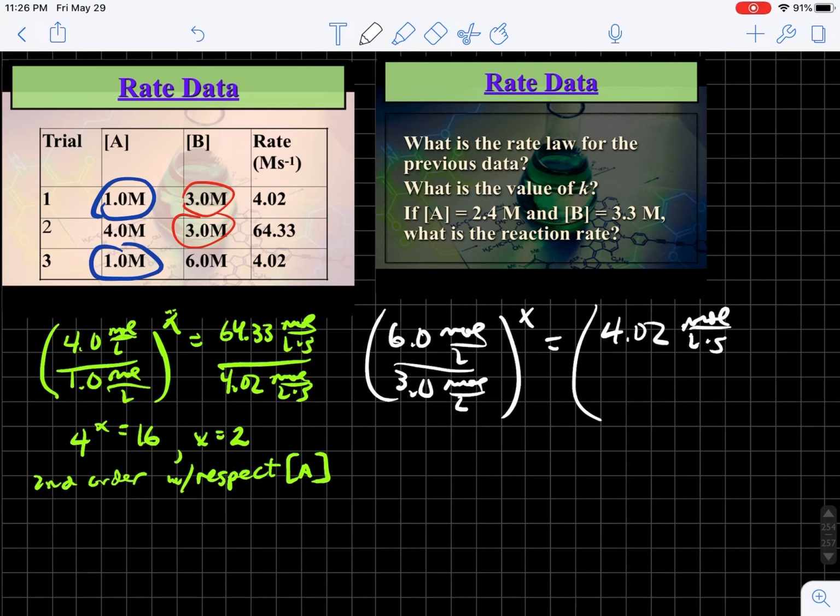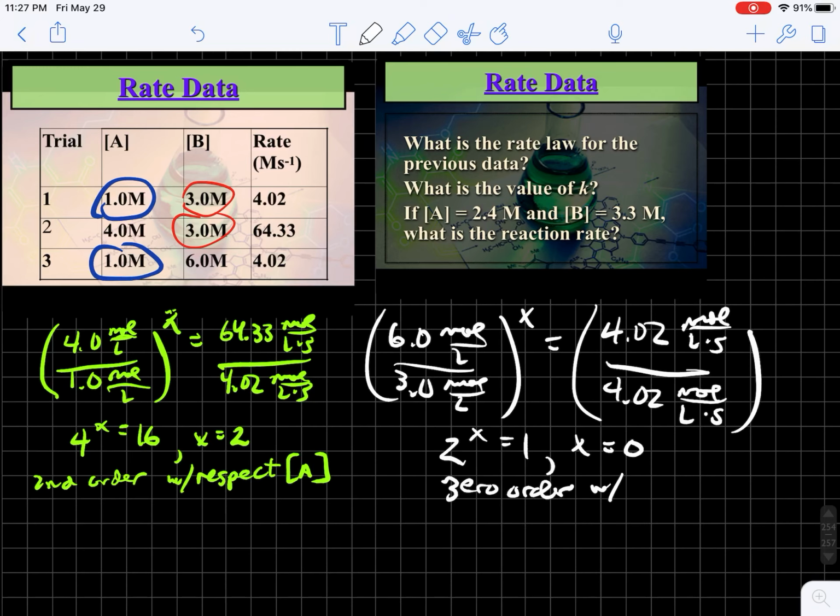Oh my goodness, they're the same. I must have selected this for a reason. I did. In other words, doubling the amount of chemical B had no effect on the reaction. So we get 2 to the X is equal to 1. So X must be equal to 0. This is 0 order, no effect. 0 order with respect to the concentration of B.